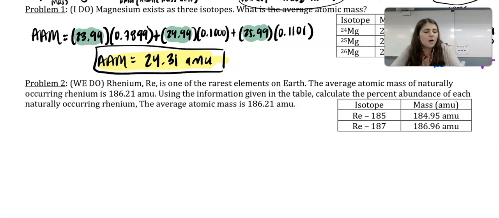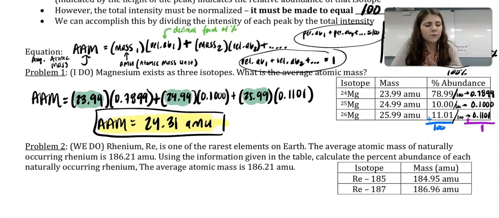All right, let's do this one together where I'm going to actually start it for you, and then I'll let you try the rest of it. But this can be kind of a tricky problem, okay? So here, rhenium is one of the rarest elements on Earth. The average atomic mass of rhenium is 186.21. Using the information given in the table, calculate the percent abundance of each naturally occurring rhenium isotope. So here, they gave us masses, they gave us the average, okay? We're solving for percent abundance.